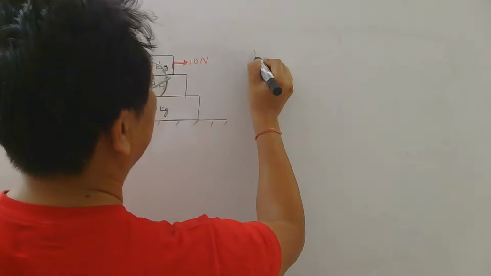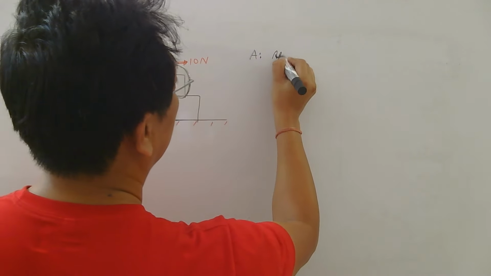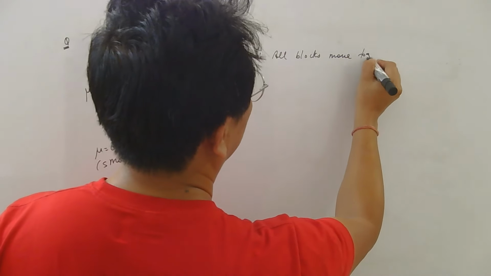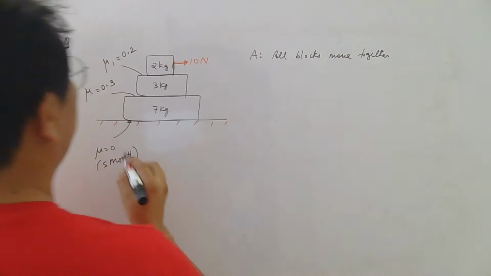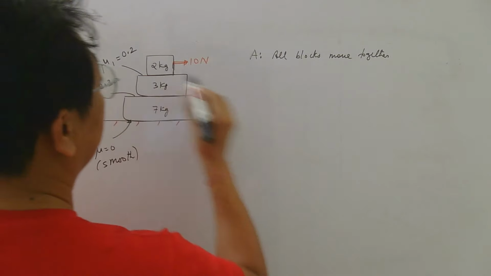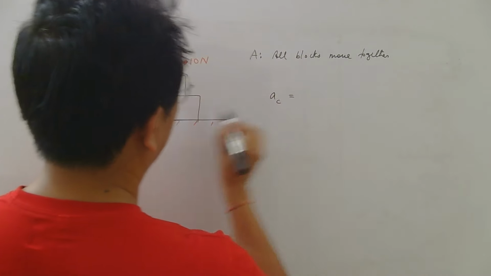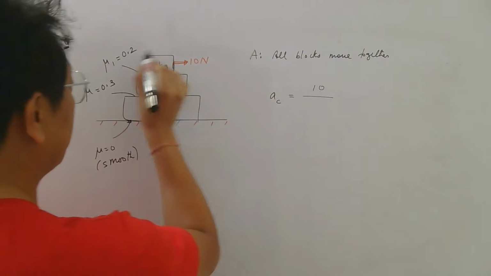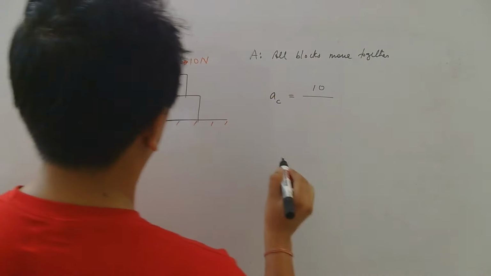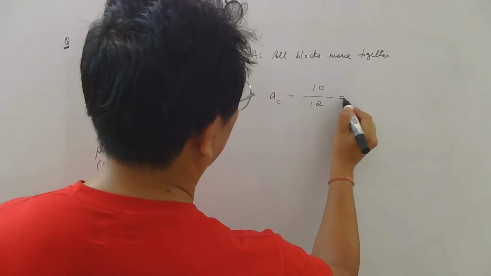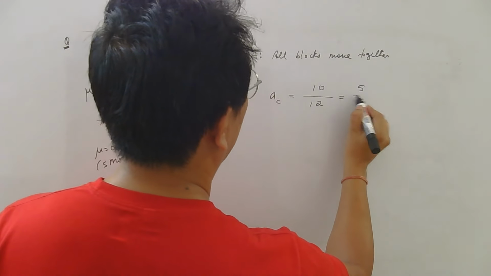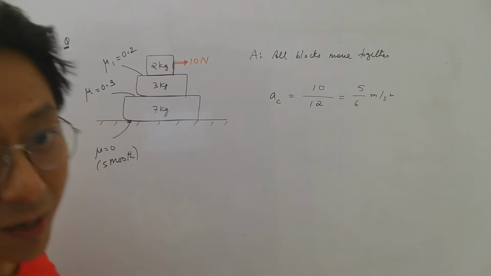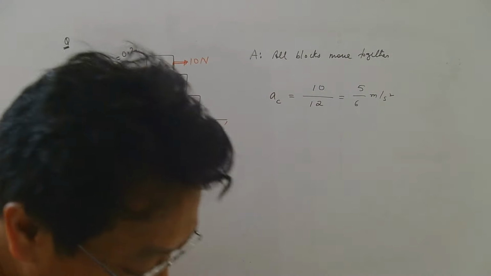Okay. So first assumption, all blocks move together. So if you do that, then for this whole system, the common acceleration will be, external force on this whole system is 10 Newton divided by mass of this system is 7 plus 3, 10, 10 plus 2, 12. So this will be 5 by 6 meter per second square. Now is that assumption correct? We have to check.